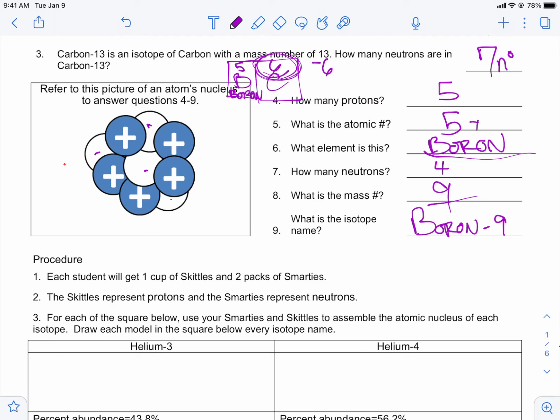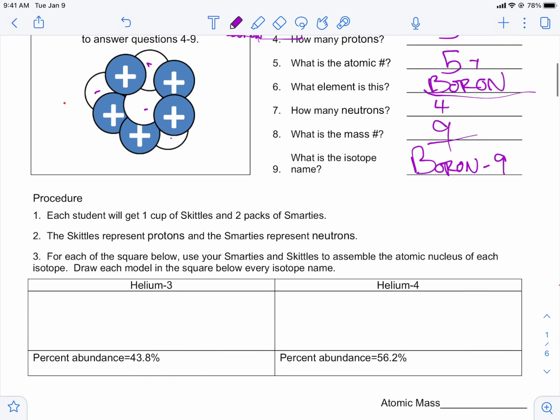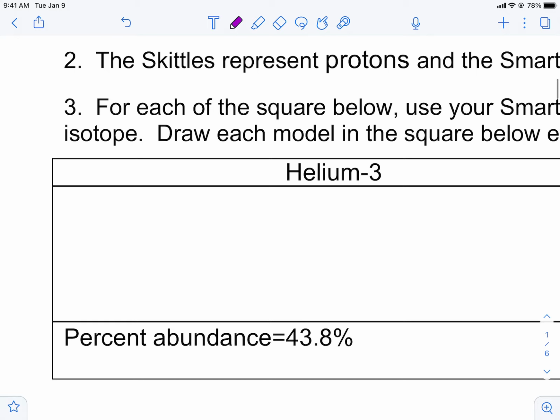Okay, now we get to the part where we used candy to simulate this. We used candy to simulate what we're drawing, so I'm going to give an example of what the candy would be, and then we'll draw it. For helium-3, we would first need to find out what number helium is. We find He on the periodic table, in the first row to the very far right. And that is element number 2.